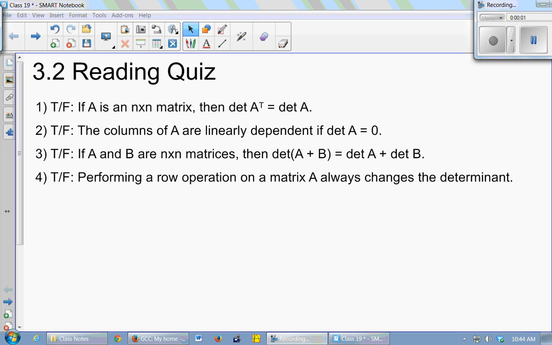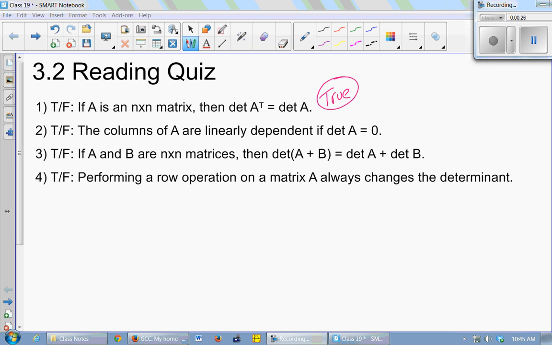To 3.2. Is the determinant of A transpose equal to the determinant of A? Yes, that's true. And the justification they gave for that was that if you do a cofactor expansion across the first row of A, that would be equivalent to doing a cofactor expansion down the first column of A transpose. You'd get the exact same value for the determinant.